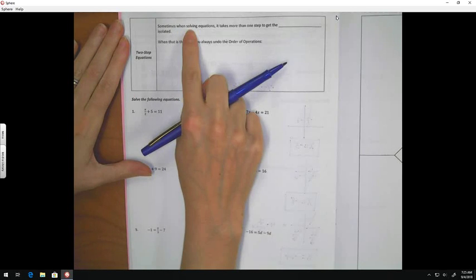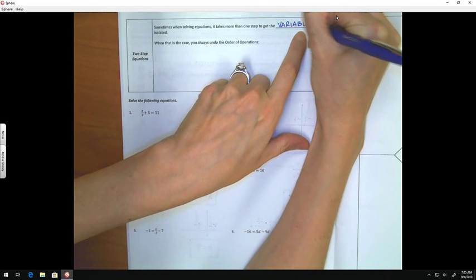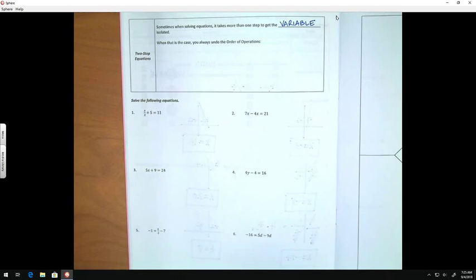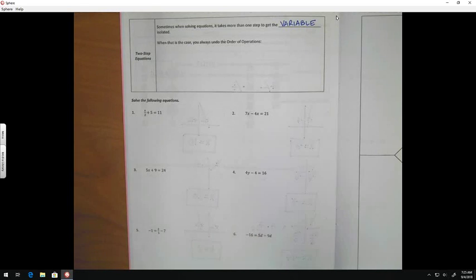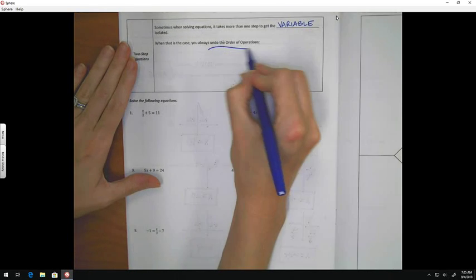All right, guys, now we're going to spend some time doing two-step equations. These are a little bit harder. Sometimes when solving equations, it takes more than one step to get the variable isolated. Now, when that's the case, you have to do things in the right order. And actually, when you're solving equations, it's undoing the order of operations.